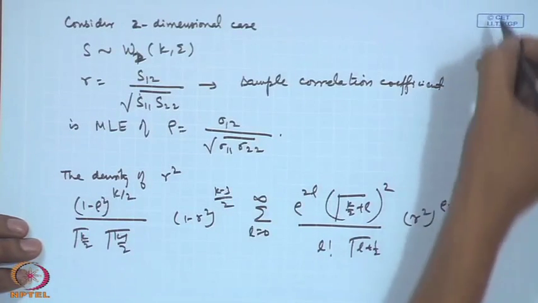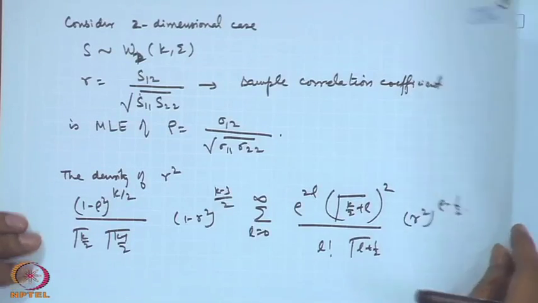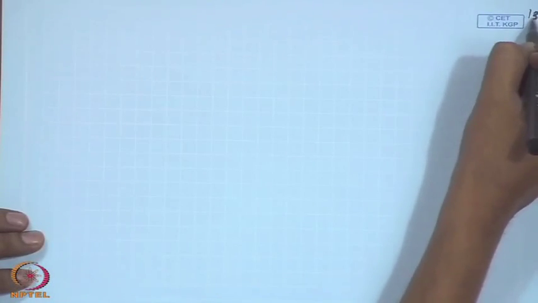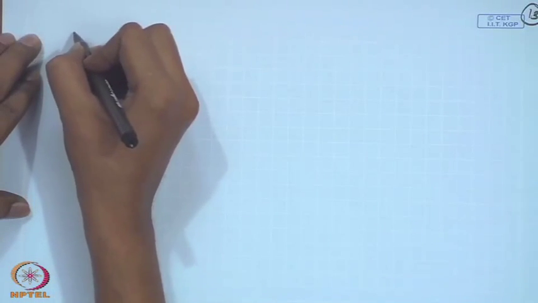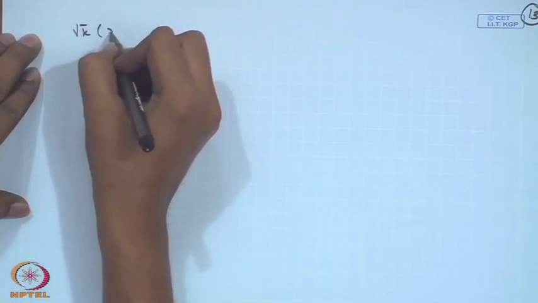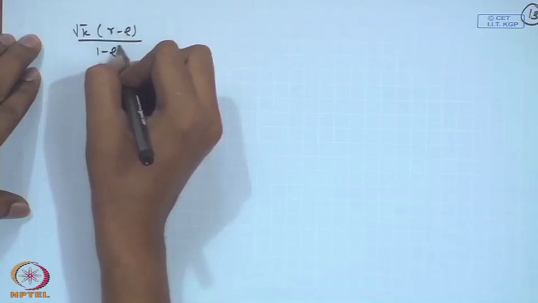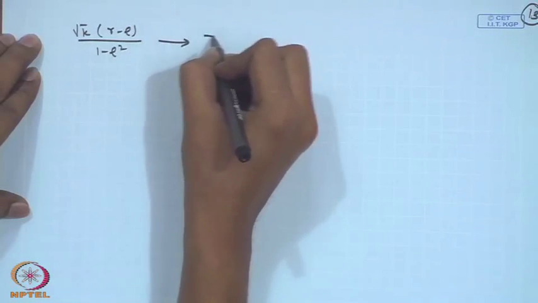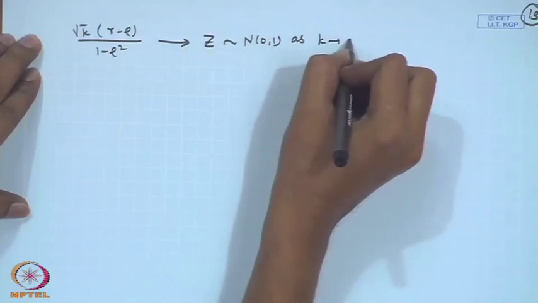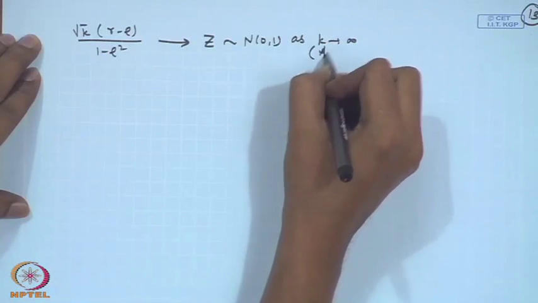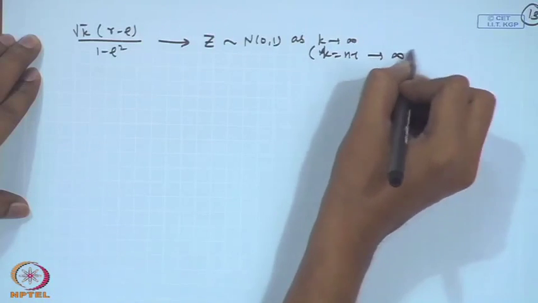We also have the asymptotic distribution of R, which can be used for the inference purpose. Square root k (R minus rho) by (1 minus rho square) converges to z following normal 0 1 as k tends to infinity, that is n tends to infinity. Here k is equal to n minus 1.